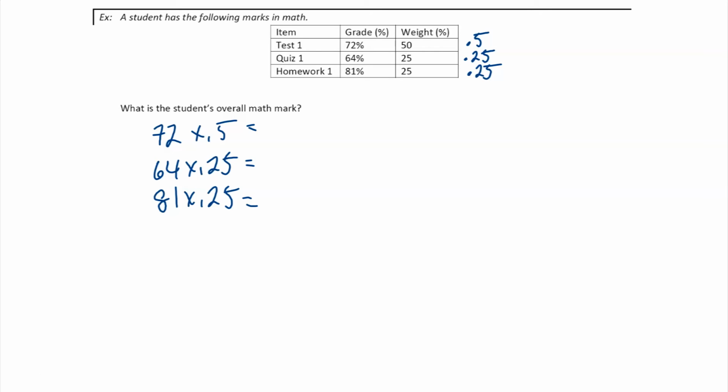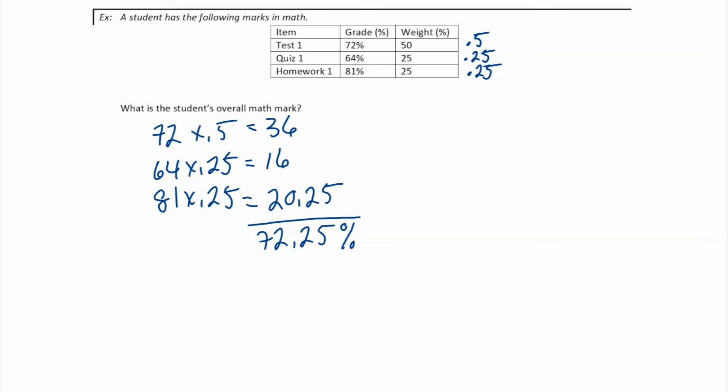We do that math. 72 times 0.5 is 36. 64 times 0.25 is 16. 81 times 0.25 is 20.25. To get the weighted mean, we now just add everything up together, and we end up with 72.25. Therefore, the student's average is 72.25.